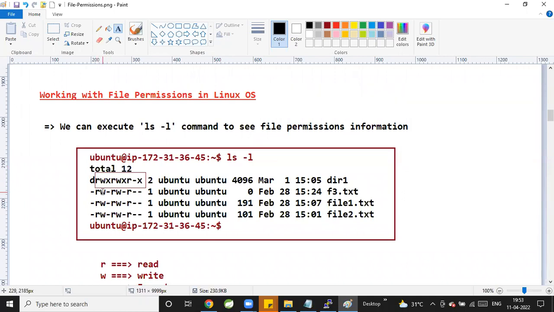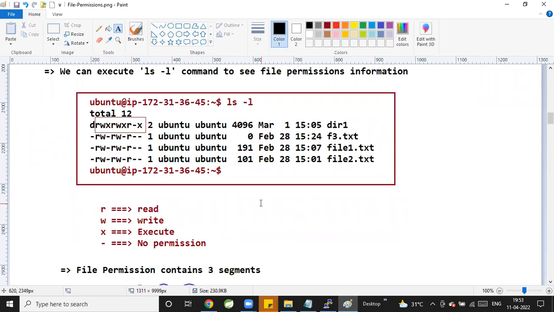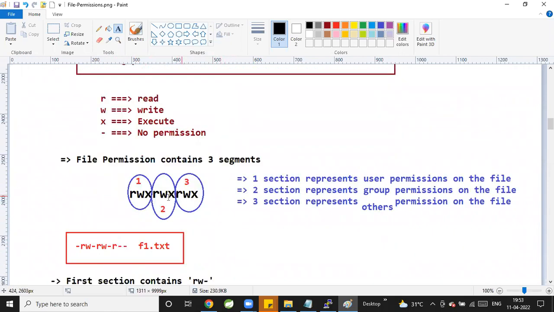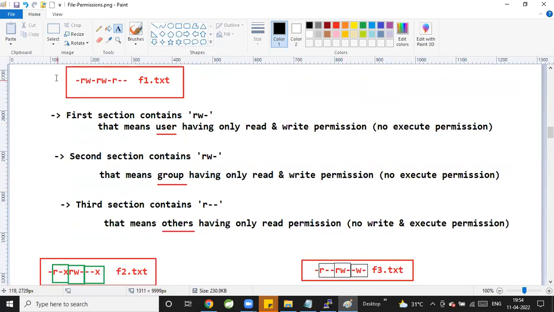First segment represents user permissions, second segment represents group permissions, third segment represents other permissions. r means read, w means write, x means execute, hyphen means no permission. File permission contains 3 segments: the first section is user, the second is group, the third is others. Now, I have given 3 scenarios to understand what permissions are available for the file.